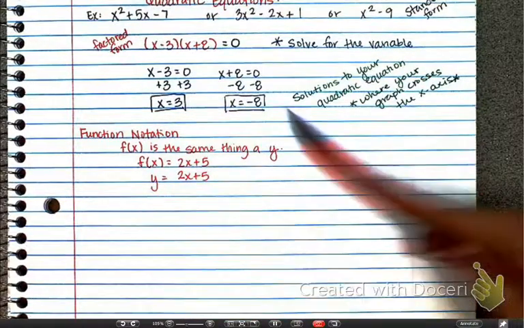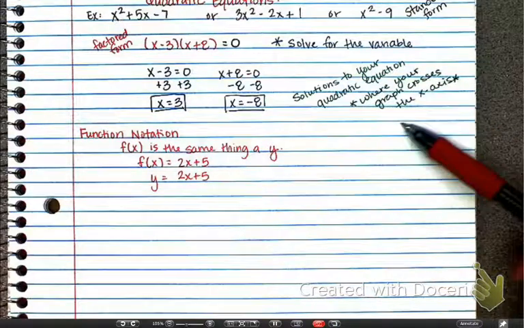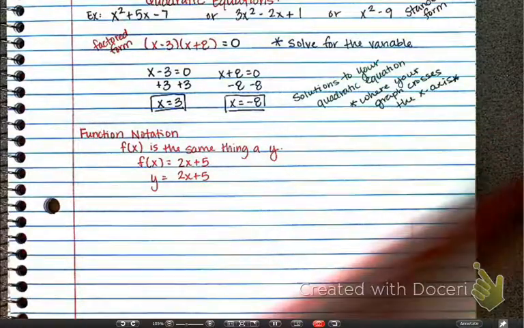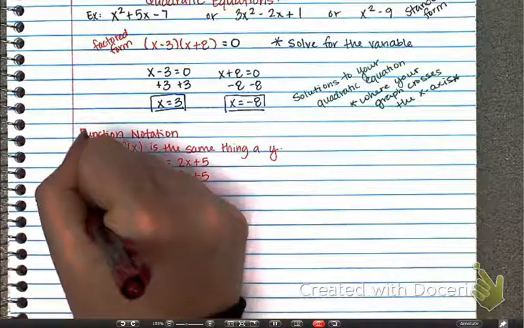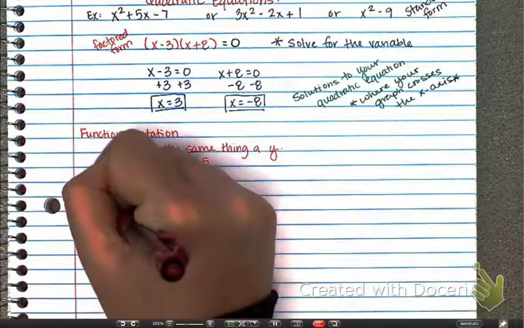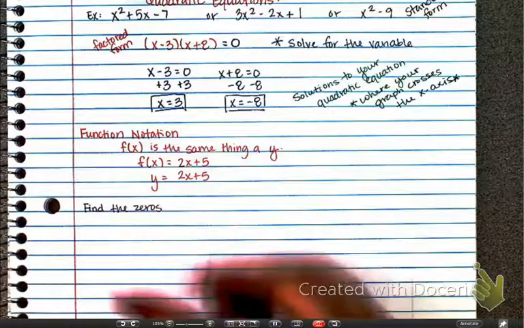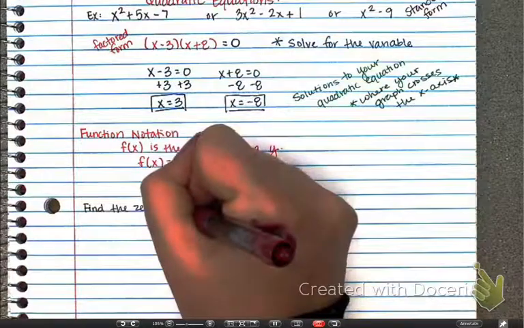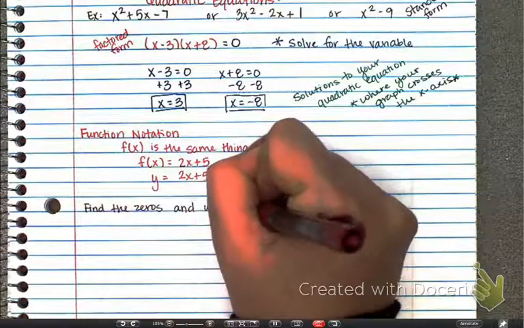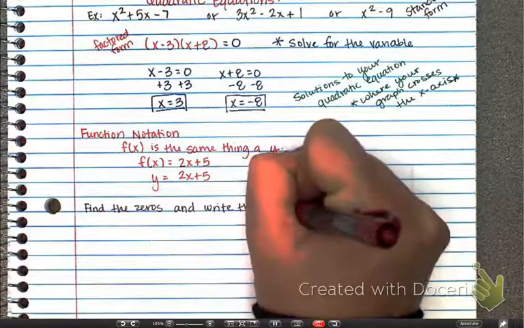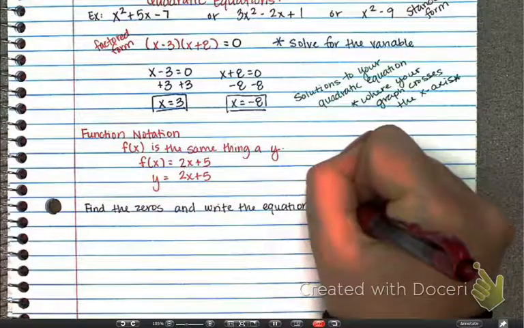So up here I told you that these two values were the solutions to your quadratic equation. It's where your quadratic crosses, or your graph's going to cross the x-axis. They're also known as zeros. So we're going to find the zeros. Okay, so they're also known as zeros. So we're going to find the zeros, and we're going to write the equation in standard form.